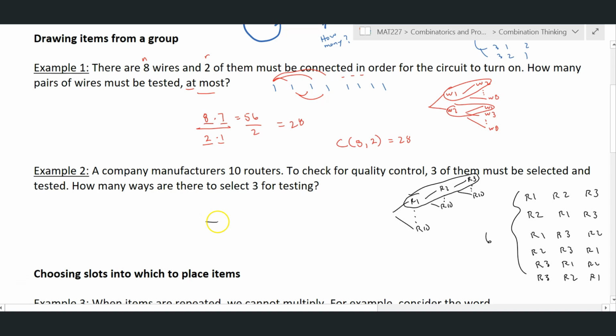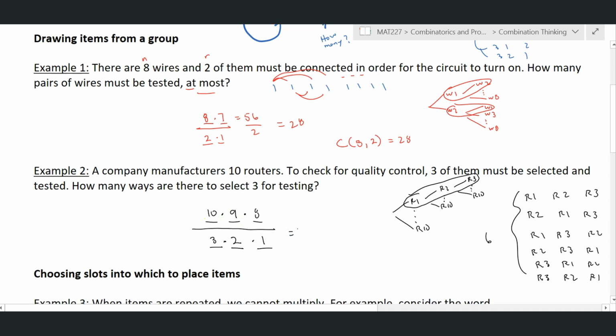So we could start again and say there are 10 routers that you can pick from, combined with 9 routers, combined with 8 routers. But then we have to divide by the number of ways that those same 3 could be rearranged. There are 6, right? That's 3 factorial ways to rearrange the same 3 objects. There are 3 possibilities for the first one that you select, 2 for the second, 1 for the third. There's your 6.